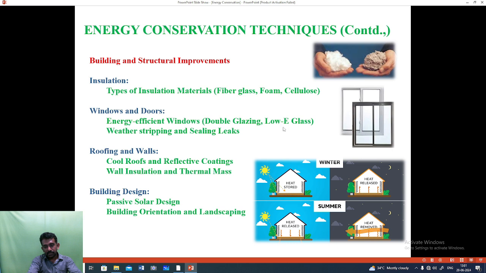Also low-E glass. The E stands for emissivity. The emissivity is very low, thereby the external reflection is very high for these glasses. So these two technologies increase the heat reduction in the room, making energy efficiency an important concern. And coming to weather stripping and sealing leaks, the cool temperature inside the room is maintained by using optimal weather stripping and sealing of leaks. And coming to the roofing and walls.